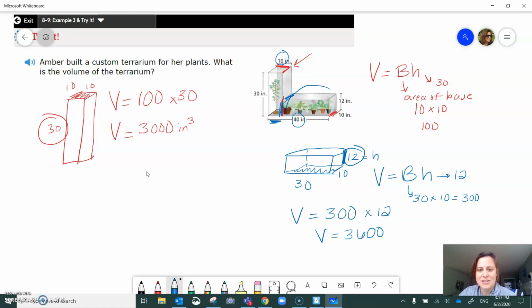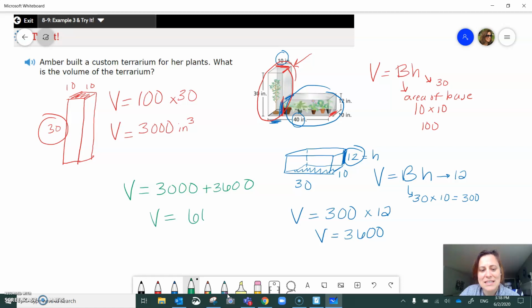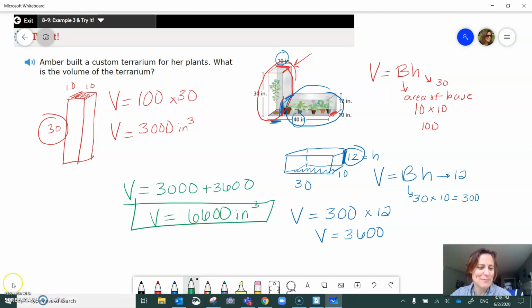So this section is 3,600, this section is 3,000, and so the volume of the entire terrarium is 3,000 for the upright part, plus 3,600 for the part on its side, or 6,600 cubic inches, or inches cubed. Hope I'm right. We'll find out as soon as I hit pause.